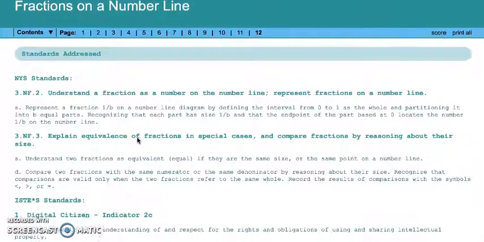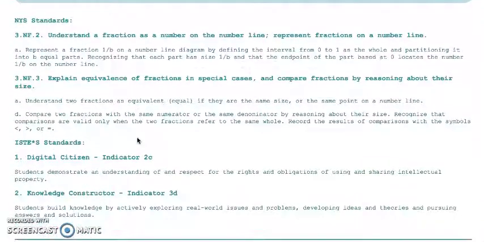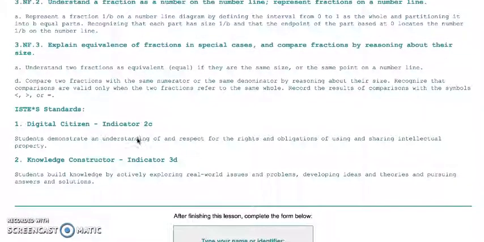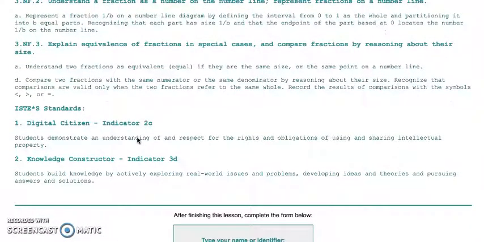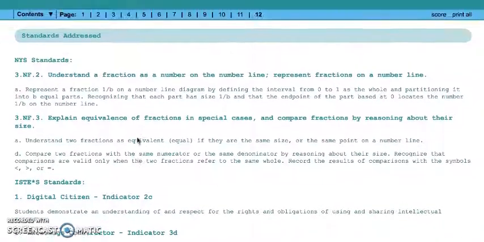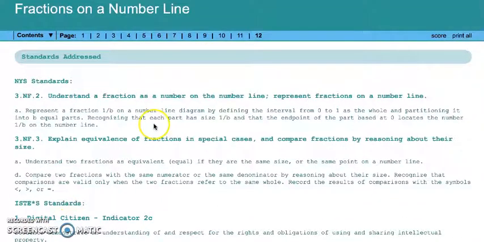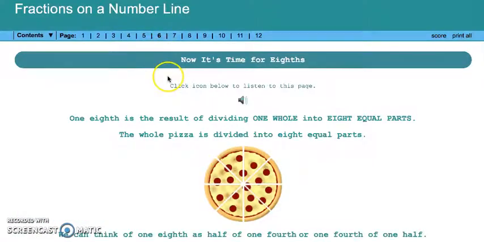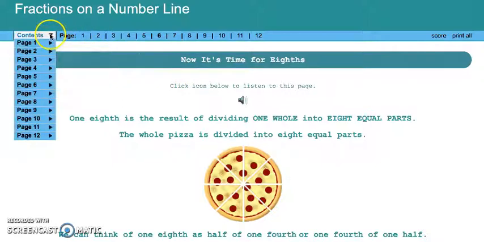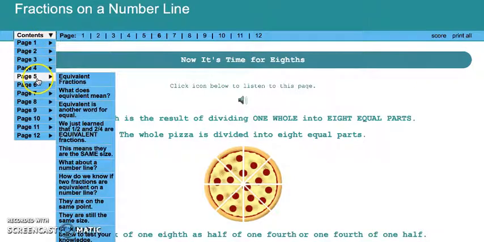The last page lays out the specific standards addressed throughout this product for both New York State content standards and the ISTE standards for students. The students have the opportunity to navigate to any page on this product with the top bar here. When they click on Contents, they can even be brought to specific headings on each page.